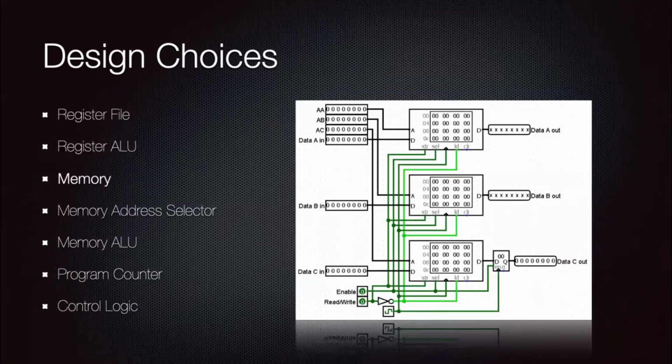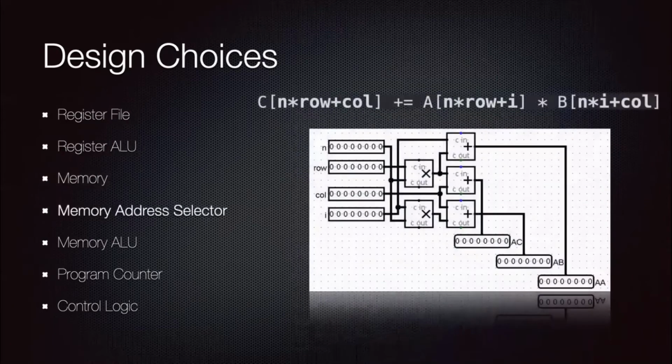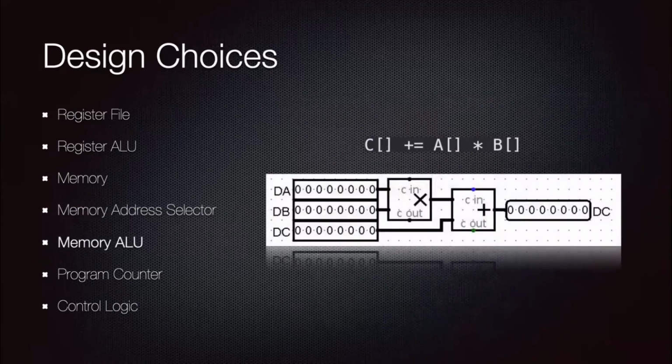Memory. Each matrix has their own memory. Memory address selector. This is required to determine which element from each matrix to read from and write to. Memory ALU. Yep, it's that simple. And that is our Go operator implementation.